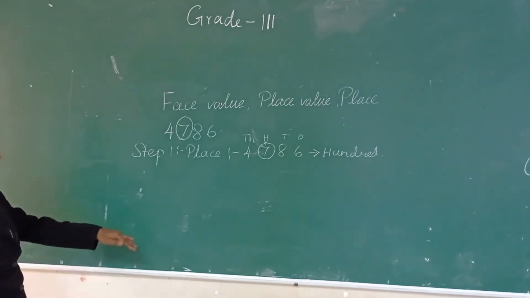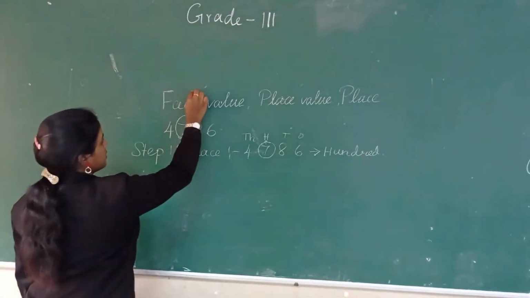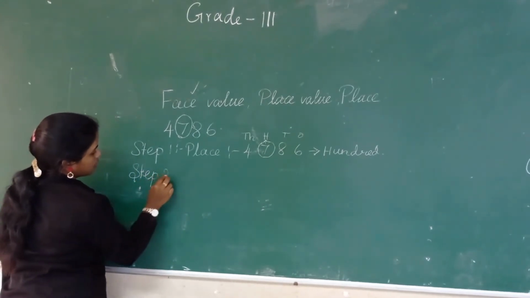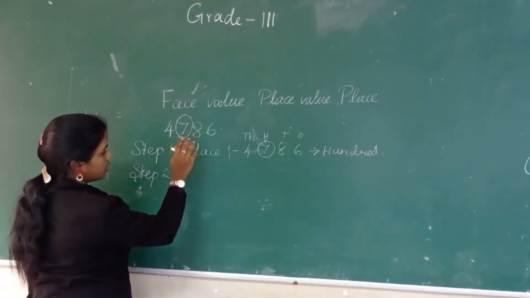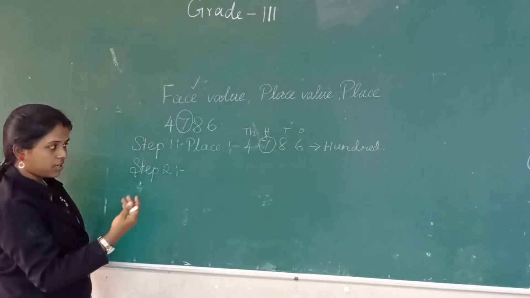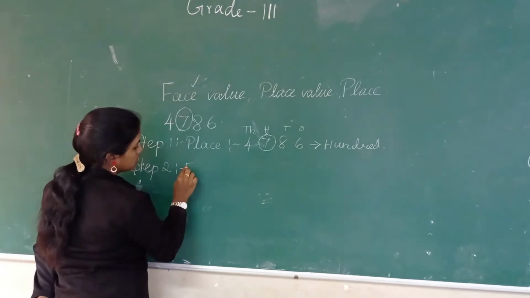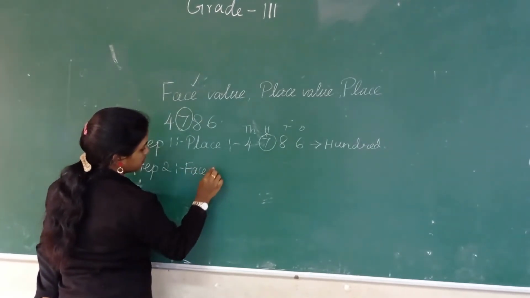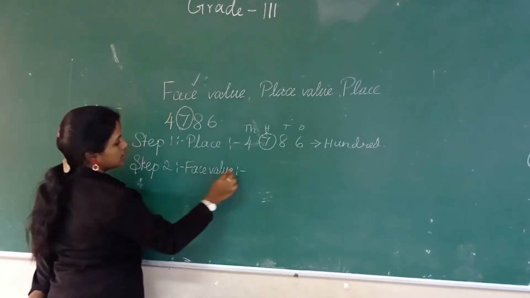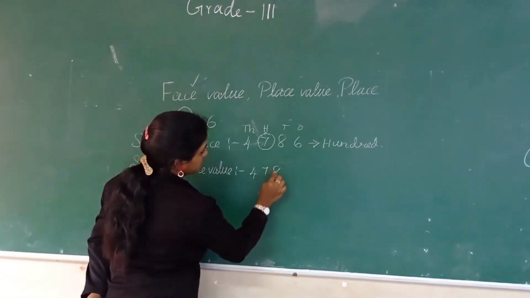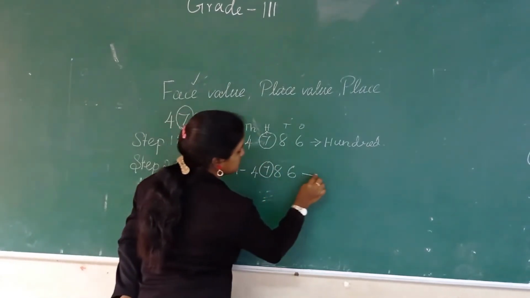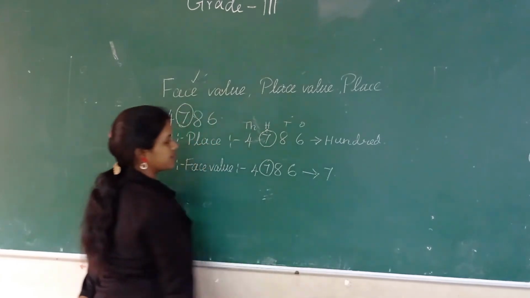So the place of the number is hundreds. The next one is step 2, that is face value. You have to find out the face value. Face value is nothing but what is given, which number is circled, which number is in a different color. That number is known as the face value. So here in 4786, number 7 is circled. So your face value is 7.